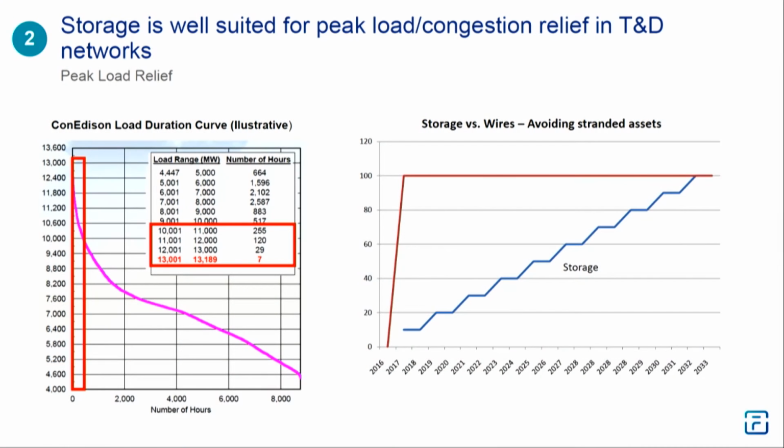The second case, a bit more applicable at the distribution level, is what we call peak load relief. As we know, the transmission distribution network is built to support the absolute peak load in that 1 hour over, say, the next 5 to 10 years. The thing that's challenging about that, as you see on the left-hand side of this chart, an example from Con Edison in New York, is that the number of times you actually hit that peak load is extremely limited. So in this case, 7 hours in the course of a year, typically at peak load. The top 1,000 megawatts in that network less than 30 hours over the course of the year.